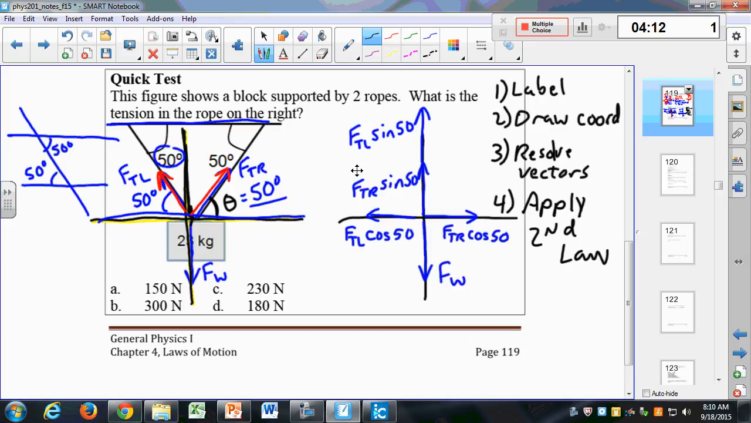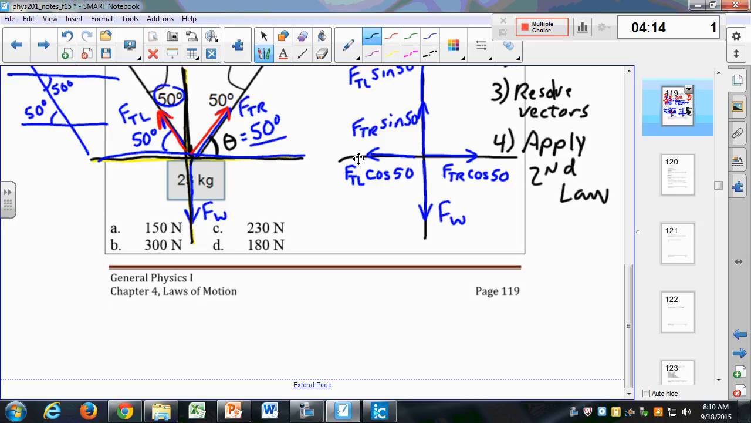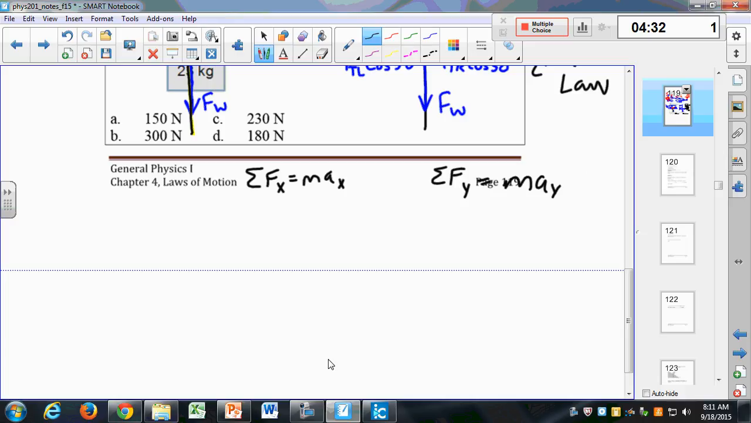All right, so now we apply Newton's second law. Remember, I'm going to have 2 instances of Newton's second law. The sum of the forces in the x is equal to max, and the sum of the forces in the y is equal to may. That'll give me 2 sets of equations, and if I have 2 unknowns, I'll be able to solve for 2 unknowns. This is a particular type of problem. This problem is called a static problem. In a static problem, the acceleration is equal to 0.